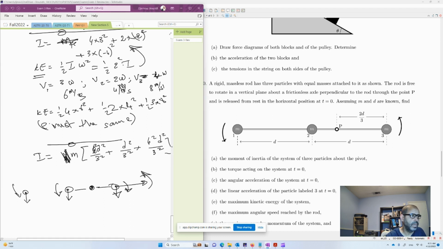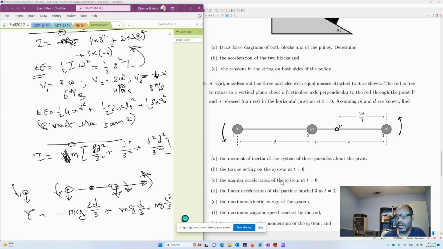Tau, then in this case, is equal to, this one is going to be negative mg, that's the strength of the force, times the distance, which is 2d over 3, plus this one is positive, mg times the distance d over 3, plus mg for the last one times the distance, which is 4d over 3. And you do the summations. You have the masses, you don't have the masses, it's all symbolic at this point.